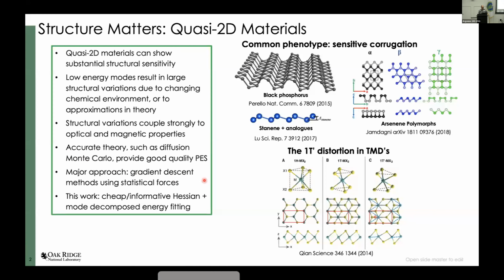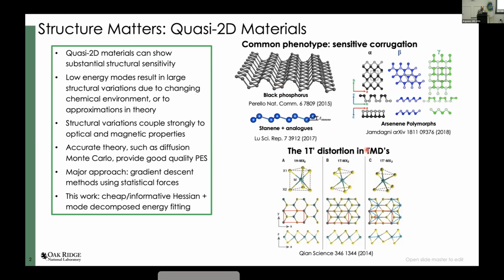So just as an overall motivation, why do you care so much? I'll use 2D materials as a class of materials to motivate why you really want to care about the structure. Quasi-2D materials can show extreme amounts of structural sensitivity. For example, there are low energy modes that can result in large variations in the structure. Some common phenotypes here, like in black phosphorus and stannene analogs, arsenene polymorphs, you have these corrugated structures. And sometimes the 2D material is stretchy in one direction and stiff in others.